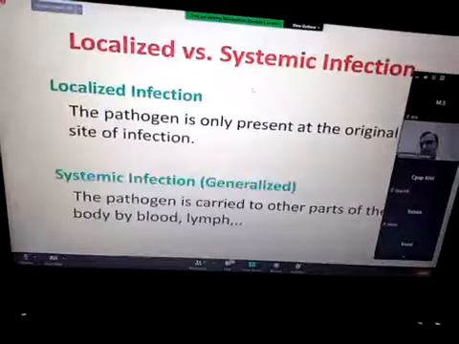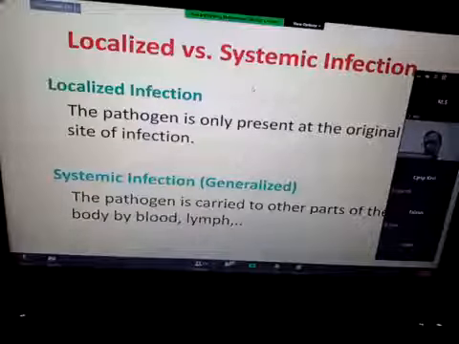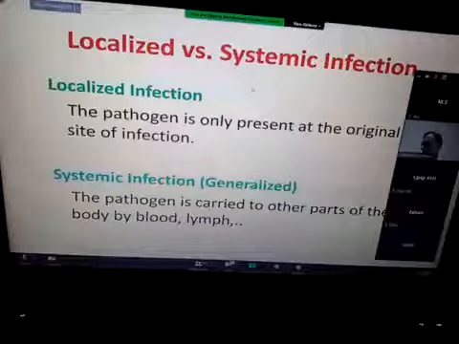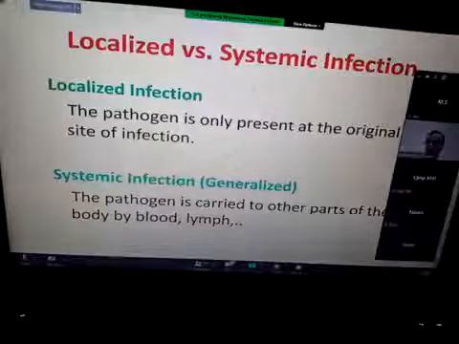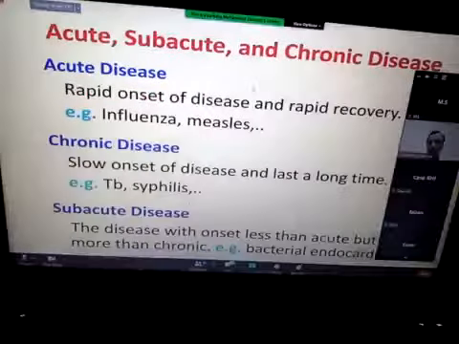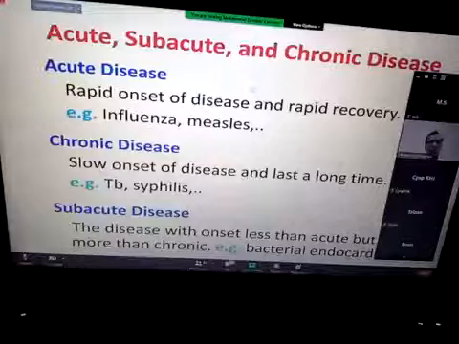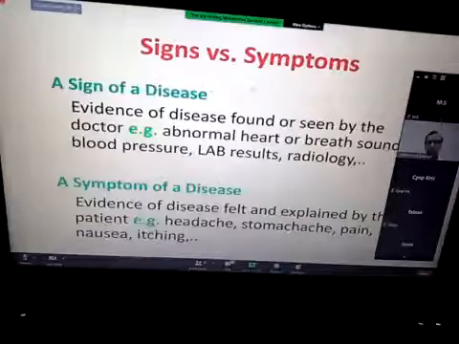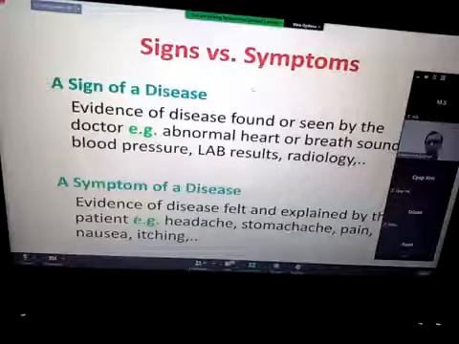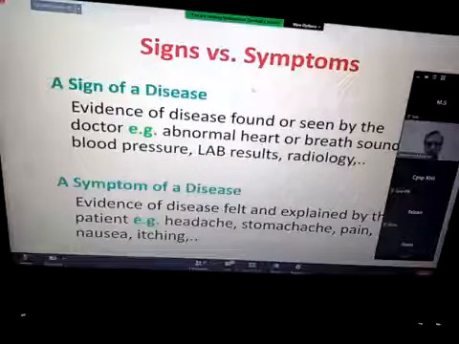Some infections are localized, like small abscesses. But if we do not cure that, or do not curtail that infection, it could involve multiple organs. So we call it systemic infection or localized infection. The disease could be acute, chronic, or subacute. So these are different stages of the disease. And we know that a sign is evidence of disease found and seen by the doctors, and symptoms are the evidence of disease explained by the patient.